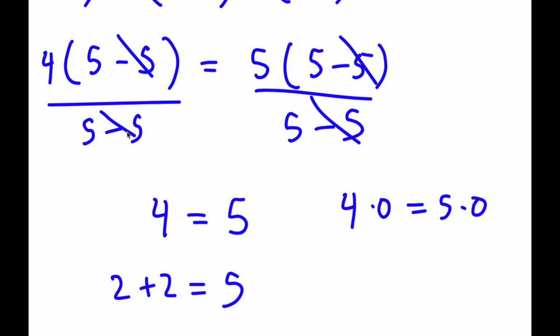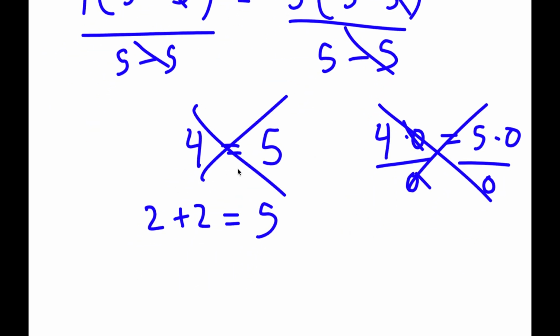And if I divide both sides by 5 minus 5, or also 0, well, I can't cancel out 0 and 0 because 0 divided by 0 is not 1, it's undefined. 0 divided by 0 has no definite value. So I can't cancel these out, this is wrong. Meaning this is wrong as well, and 4 is not equal to 5. This proof is wrong.